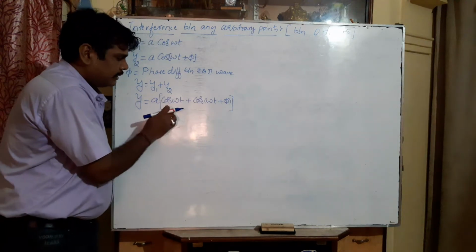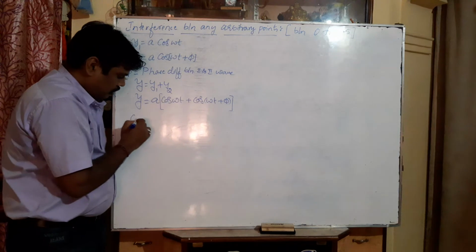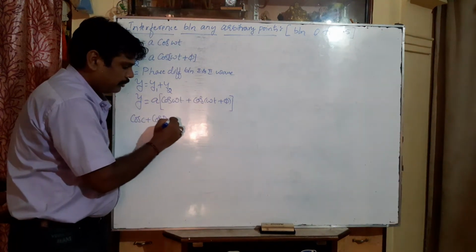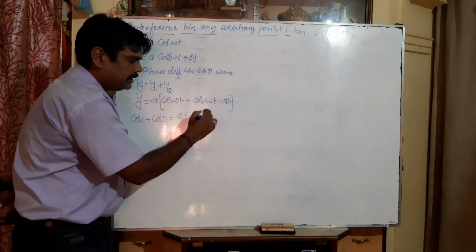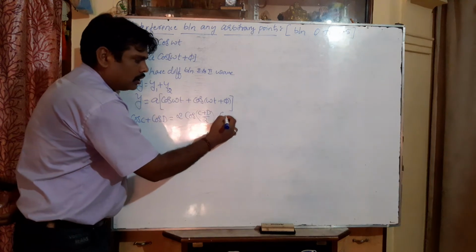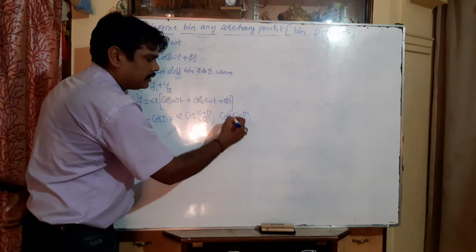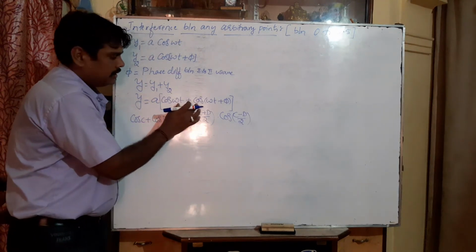Simplify this equation by using a formula. Cos c plus cos d can be written as 2 into cos of c plus d by 2 into cos of c minus d by 2. Use this relation to expand this formula.